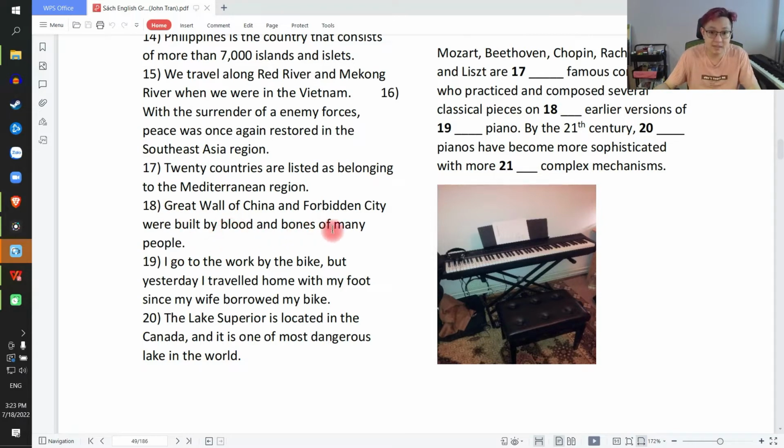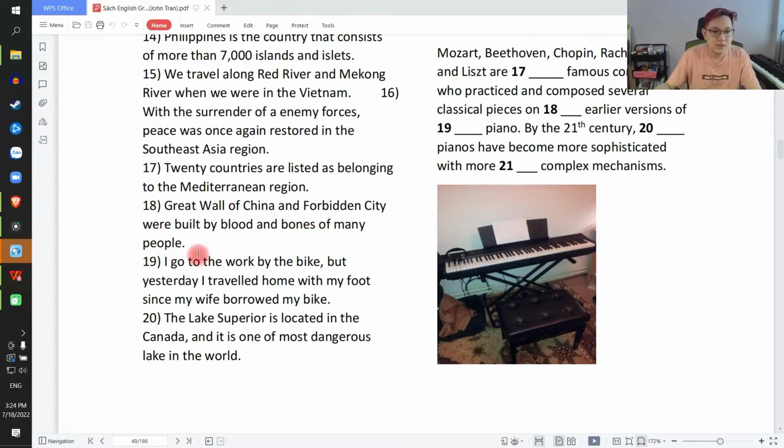Built by the blood and bones of many people. The Great Wall of China and the Forbidden City were built by the blood and bones of many people. Vạn Lý Trường Thành và Tử Cấm Thành đã được xây dựng bởi cái máu và xương của nhiều người.